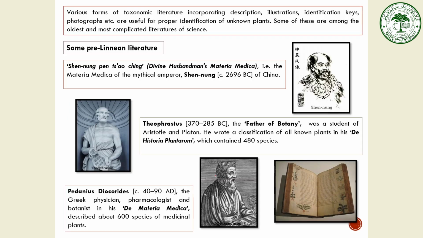These classics are of various forms; some are from the pre-Linnaean literature and some are from after it. Various forms of taxonomic literature incorporating description, illustration, identification keys and photographs are used for proper identification, among which some pre-Linnaean literature is the Shen Nung Pen Tsao Ching. He wrote the Materia Medica, the mythological imperial work, in 2696 BC in China.